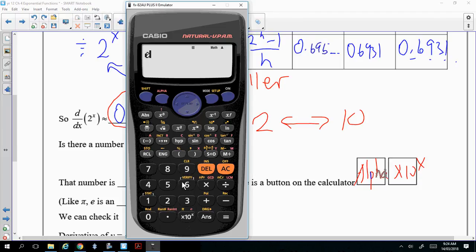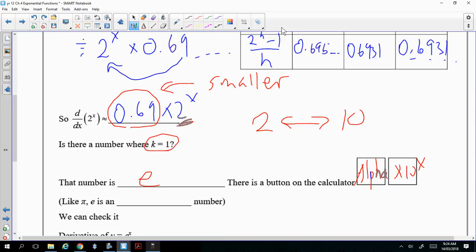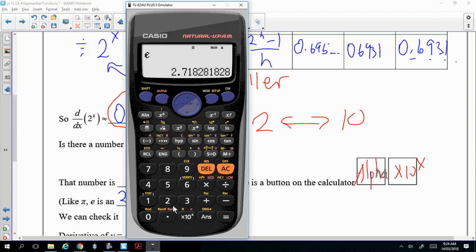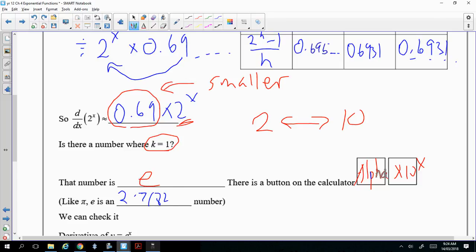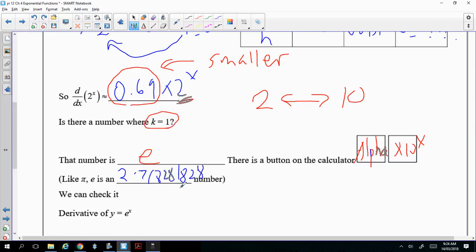2.718281828. Okay, all right. So this number is called e. And like pi, it is an irrational number. So that number is e, which is 2.718281828 and continues. It doesn't stop there.